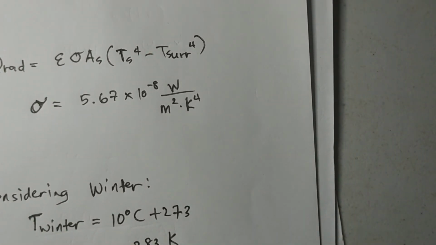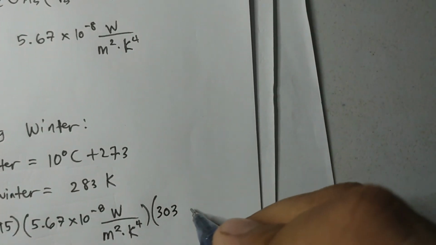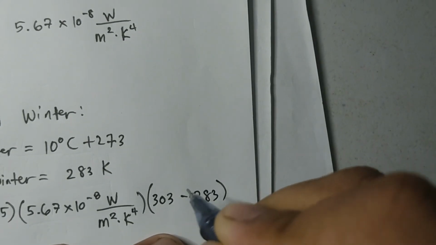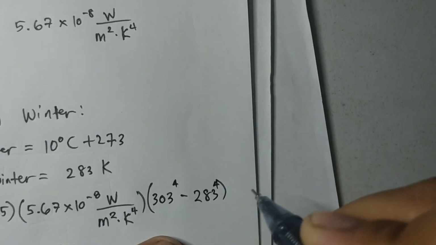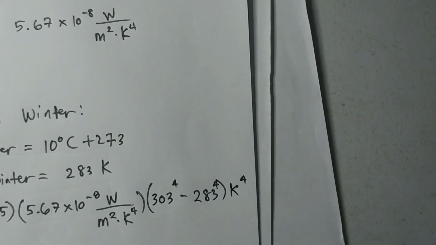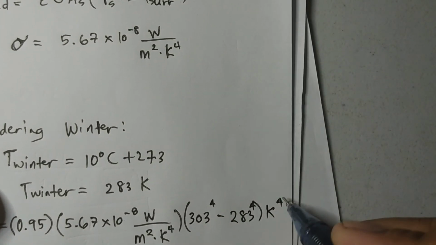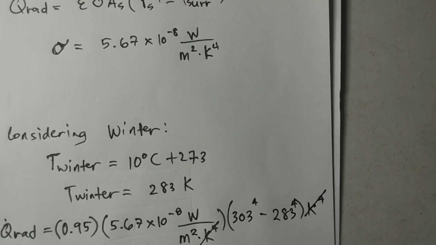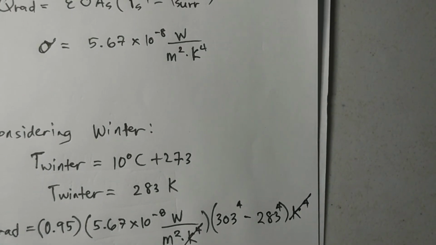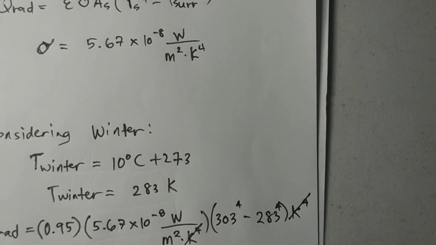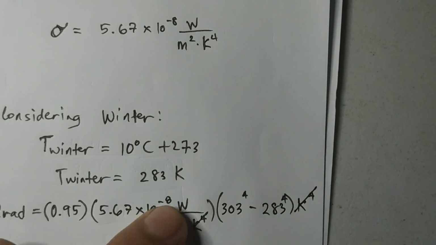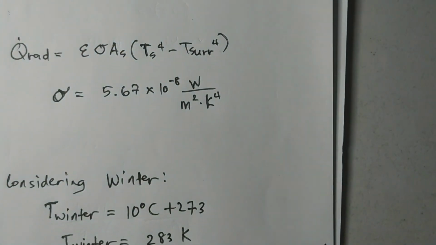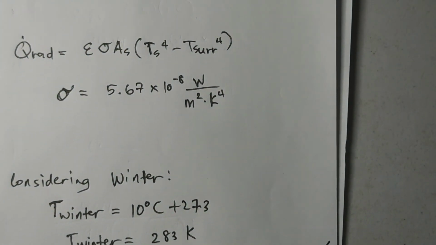So 303 minus 283. So unit niyan, yan, Kelvin is to 4. So may magka-cancel na units dyan. Diba? Tapos meron ka pang huwag mo kakalimutan yung kinonsider na surface area. Kasi tataka tayo bakit meron pang meter squared. Para maalis yan, syempre huwag kalimutan yung A sub S. A sub S natin binigay 1.4.